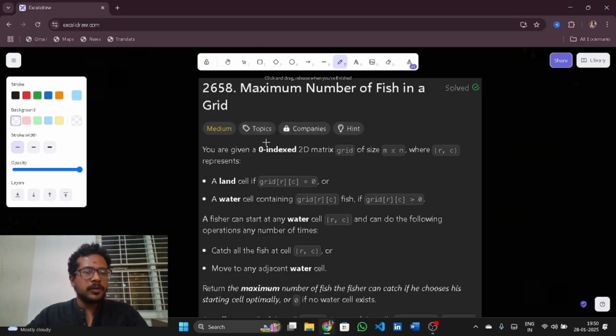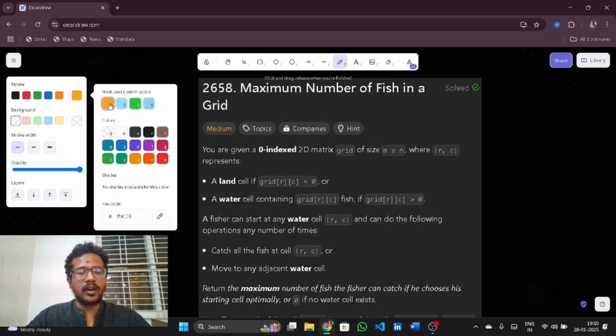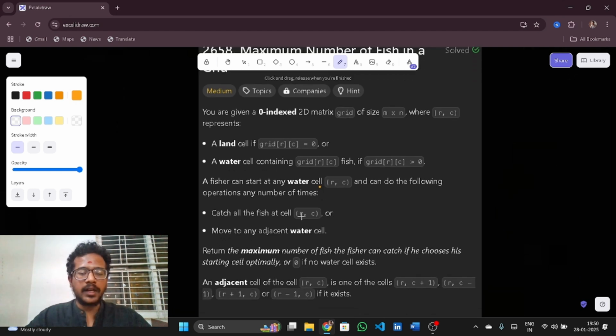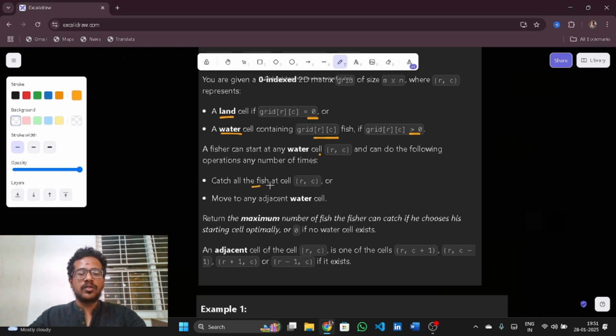So, hello everyone. Let us now discuss today's LeetCode POTD problem: maximum number of fish in a grid. Here we are given a grid of m by n, where grid[r][c] is 0, it represents a land, and if it is greater than 0, then it represents water. And catch all the fish at (r, c) or move to an adjacent water cell.